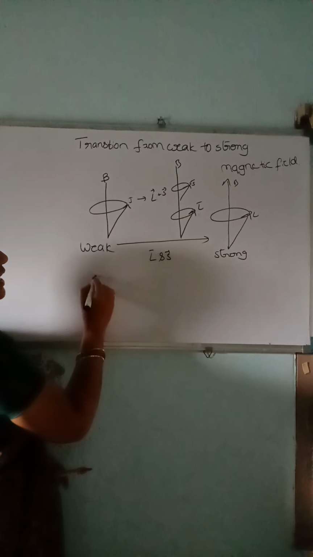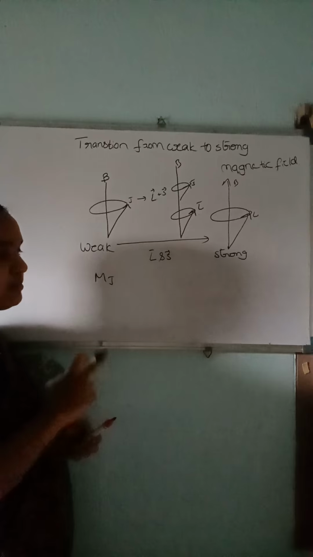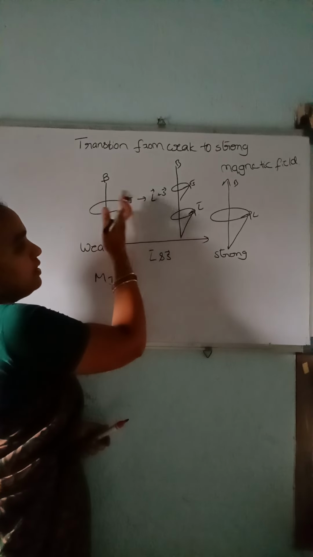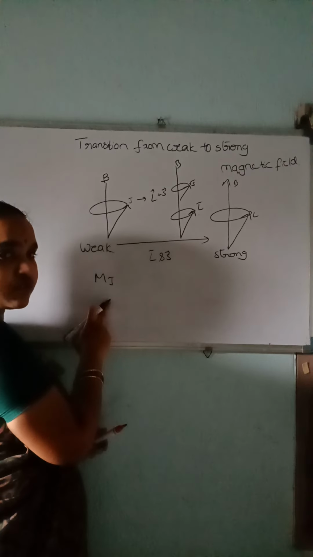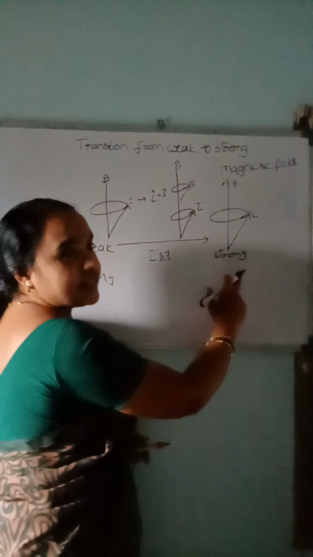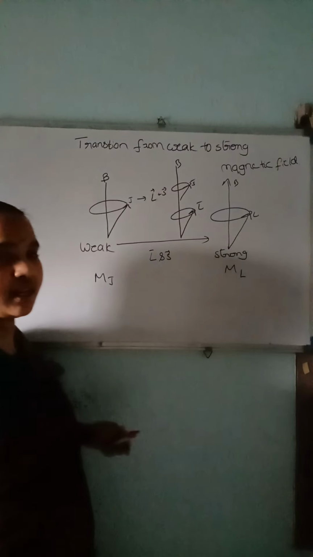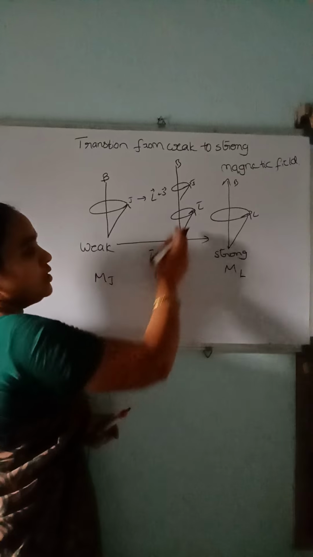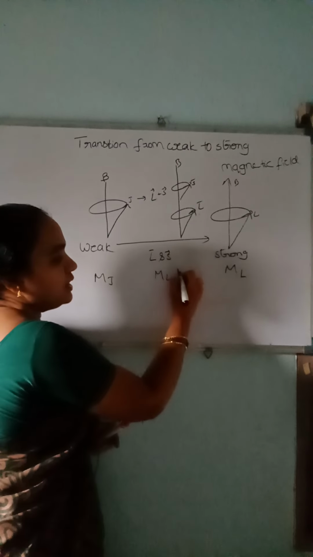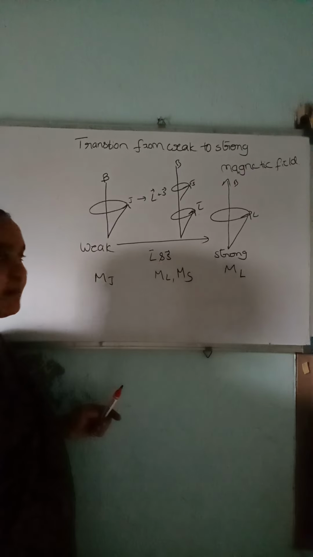So in this case we will designate with the quantum number Mj. Mj means the component of J. We have taken the transition lines according to the selection rules of Mj, whereas in strong magnetic field we will take the value of Ml. But during this transition we need to consider both the magnetic quantum numbers such as Ml and Ms.